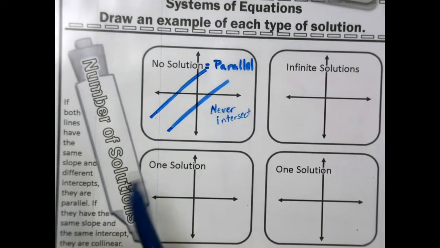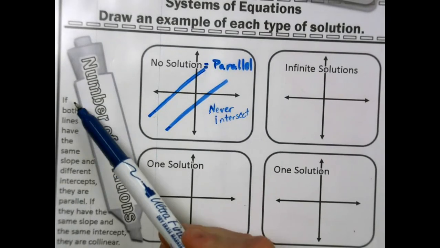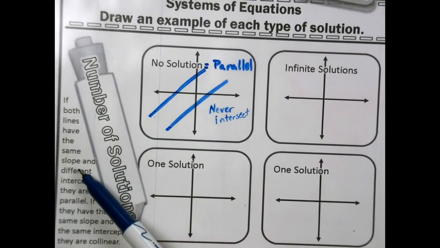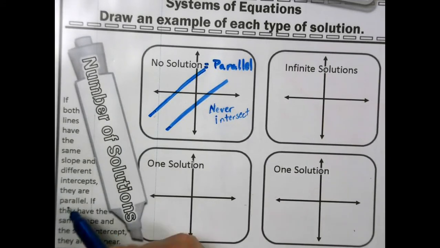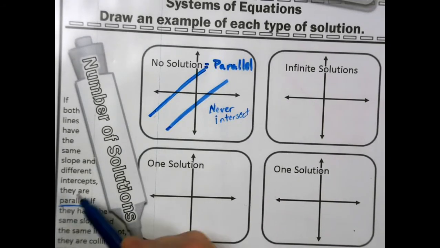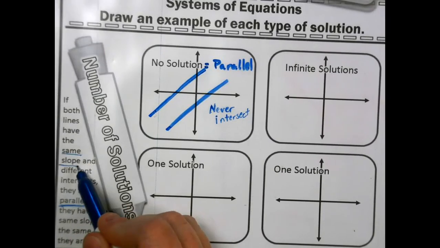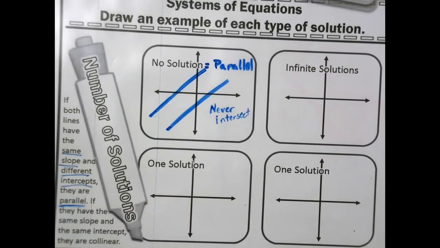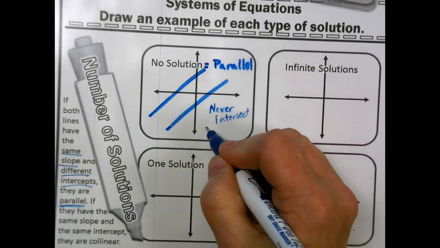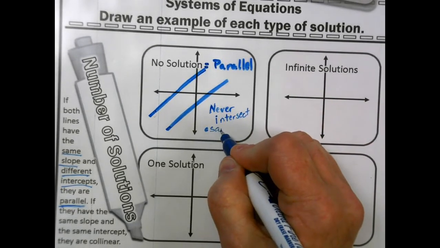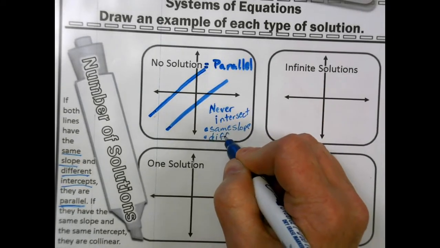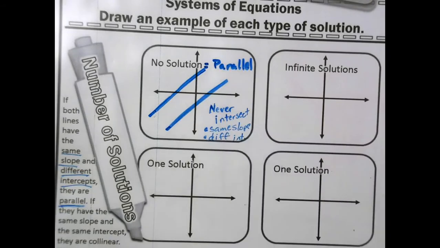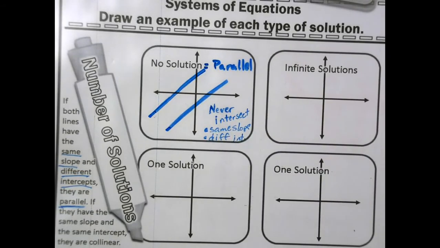They never intersect. Notice over here it says, if both lines have the same slope and different intercepts, they are parallel. Okay? So parallel is the same slope and different intercepts. Never intersect. Same slope, different intercepts.